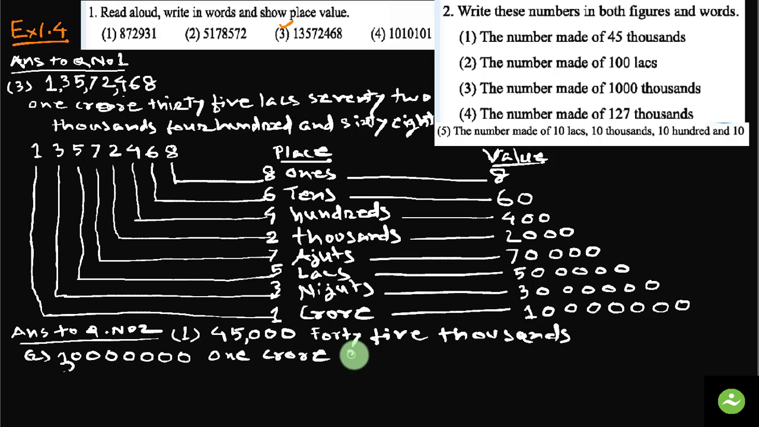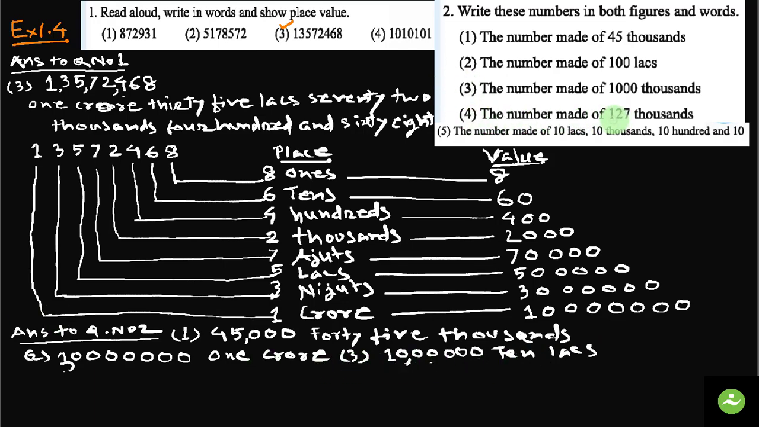The next one, number 3. The number is 1,000 thousands. 1,000 thousands means 1,000, then thousands means 3 more 0. So let us read the number from the right. Ones, tens, hundreds, thousands, 10,000, lakhs, and 10 lakhs. So the number is 10 lakhs. Let's write it, 10 lakhs. So number three done.